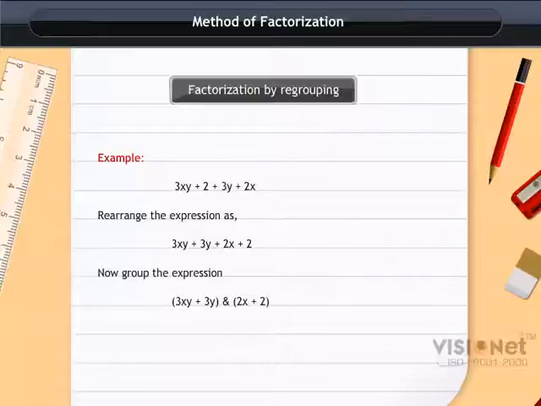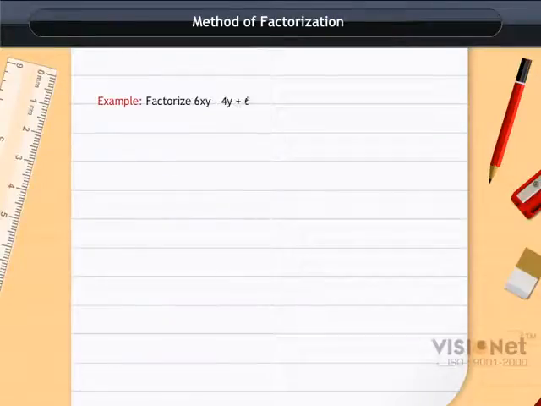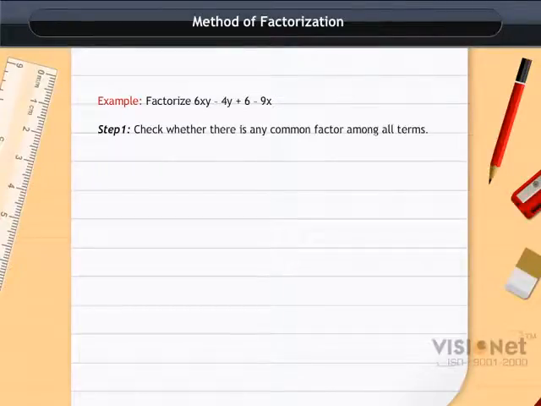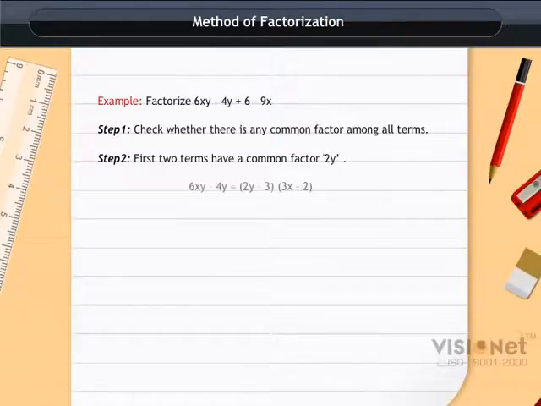Let us take an example to understand the factorization of algebraic expressions step by step. Factorize 6xy - 4y + 6 - 9x. First of all, we will check whether there is any common factor among all the terms of the expression. In this case, there is no common factor. In the second step, we do the grouping. The first two terms have a common factor 2y. So, 6xy - 4y = 2y(3x - 2).